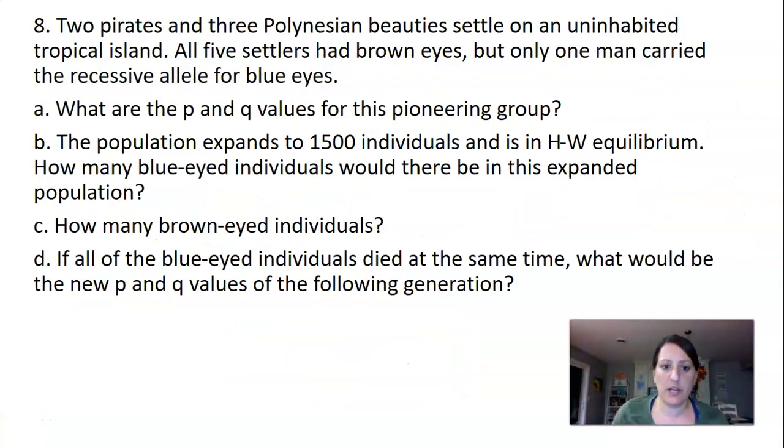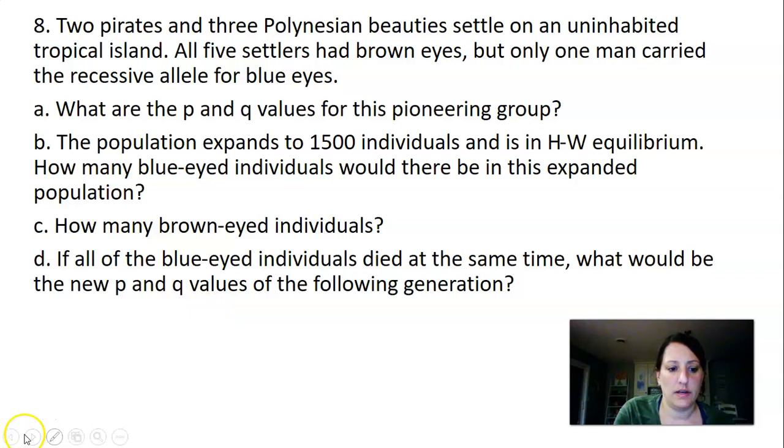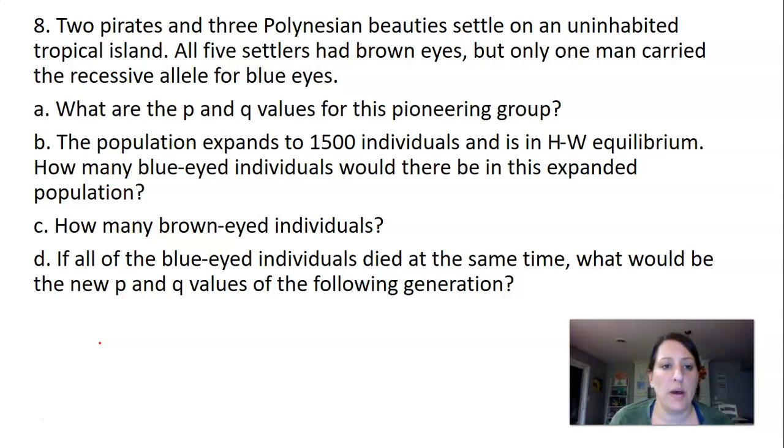Okay, question number 8 is a little bit long. And so what I did here is I've got the page of questions, and then I've got, I think, a blank page for us. Okay, let me just make sure I have my pen. Okay. So the question reads, 2 pirates and 3 Polynesian beauties settle on an uninhabited tropical island. Ooh, we have the founder effect.